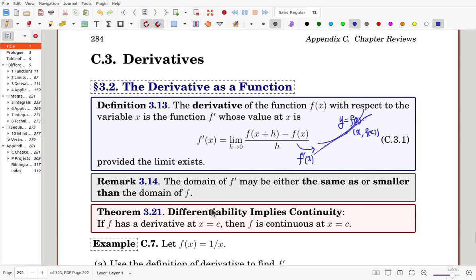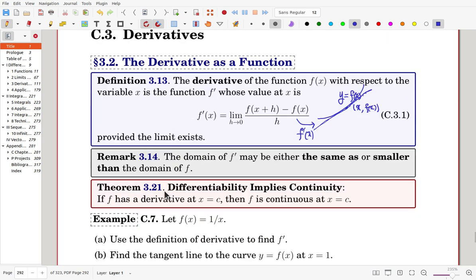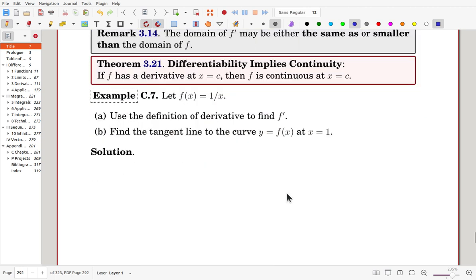Okay, we have a remark. The domain of f prime may be either the same as or smaller than the domain of f. And if f is differentiable at point c, then at that point f must be continuous. However, the reverse is not true in general. Okay, let's try to solve examples.